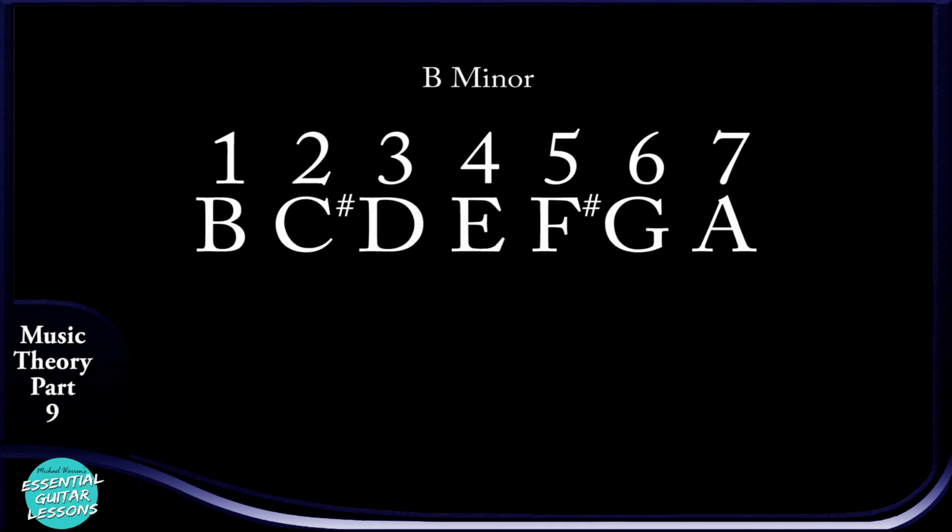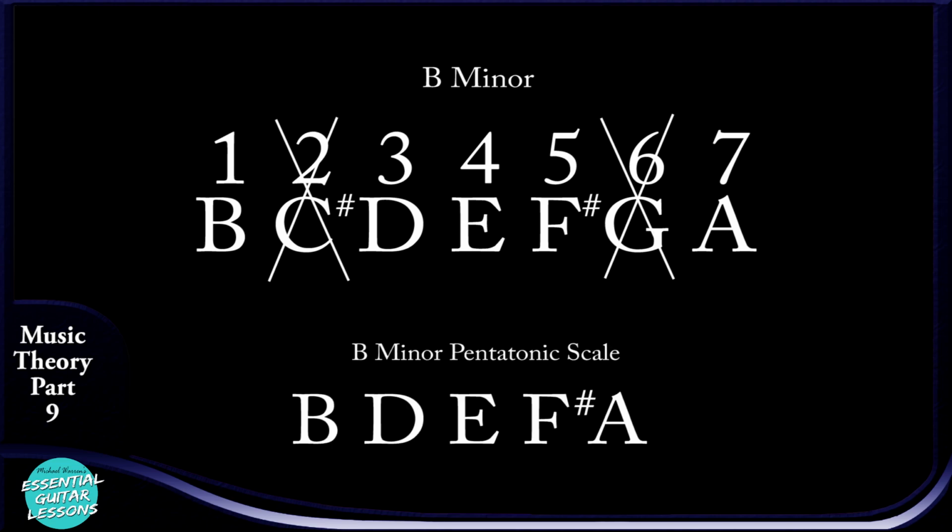The first way, I can start with the natural minor scale and get rid of the 2nd and the 6th note this time. So let's have a look at a few. If I was to start with B natural minor, I'd have B, C sharp, D, E, F sharp, G and A. I get rid of the 2nd, which is the C sharp, and get rid of the 6th, which is a G, and I end up with B, D, E, F sharp and A. And that's our B minor pentatonic scale.